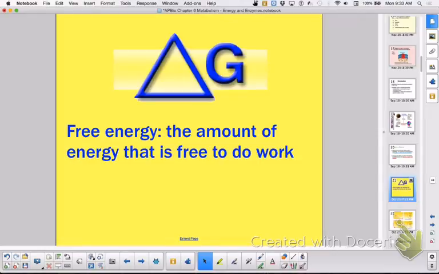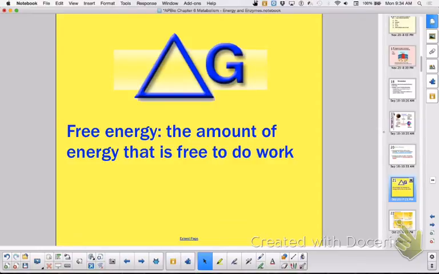And free energy, another word for that would be useful energy. Okay? Energy that is free to do work. Because not all energy is free to do work, right? Look at me. I'm moving, so some of that energy I'm moving my muscles, but some of it I'm losing that energy as what? Heat. That's not useful energy, right? So free energy is the energy that's actually available to do work.